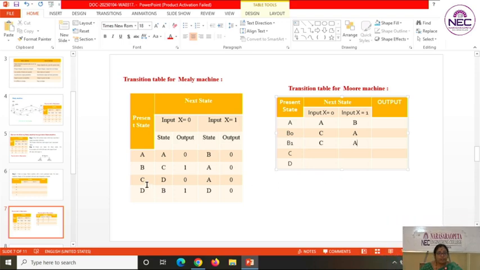Next, coming to C state. C state, input x is equal to 0, C state goes to D state. Input x is equal to 1, the C state goes to A state.